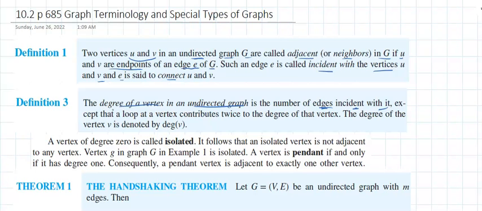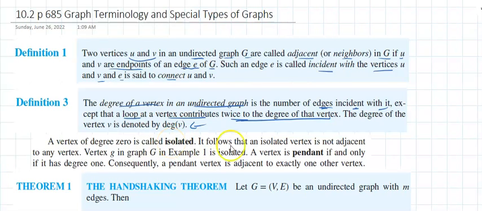Except for loops, they double. A loop at a vertex contributes twice to the degree of that vertex. So anytime you see a loop, you double the degree. The degree of a vertex v is denoted by degree of v. A vertex of degree 0 is called isolated. That doesn't connect to anything.